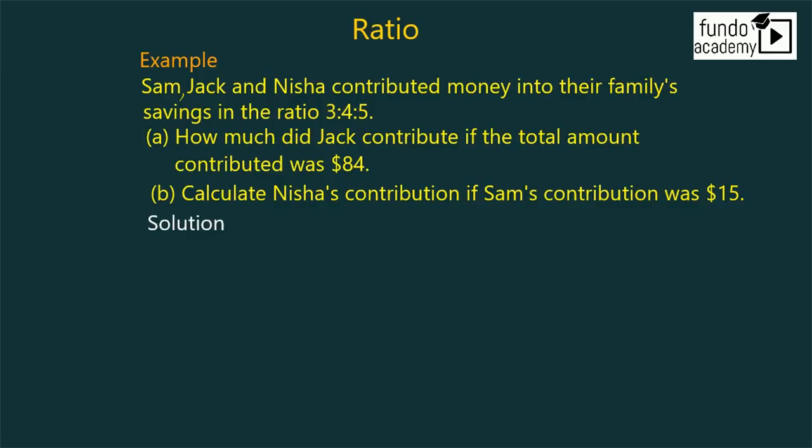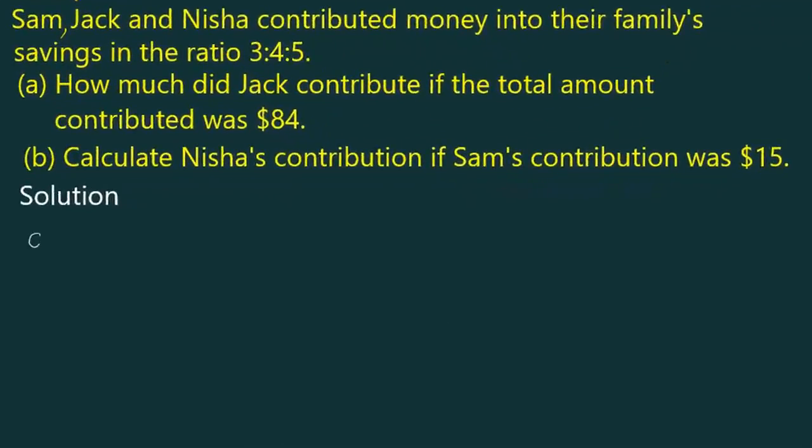So this is my solution, starting with part A. If you look here, we've got a situation where we've got 3 guys, Sam, Jack and Nisha. They're contributing money into their family savings. The ratio of their contribution is 3 to 4 to 5, and it's in that order. It means that Sam is contributing 3 parts, Jack 4 parts, and Nisha 5 parts. But what we want to calculate according to this question is Jack's contribution.